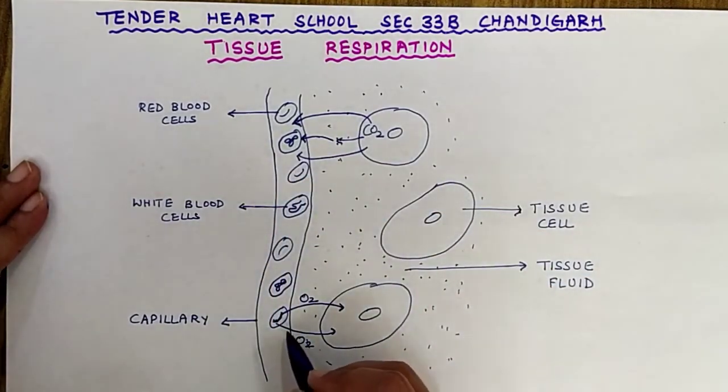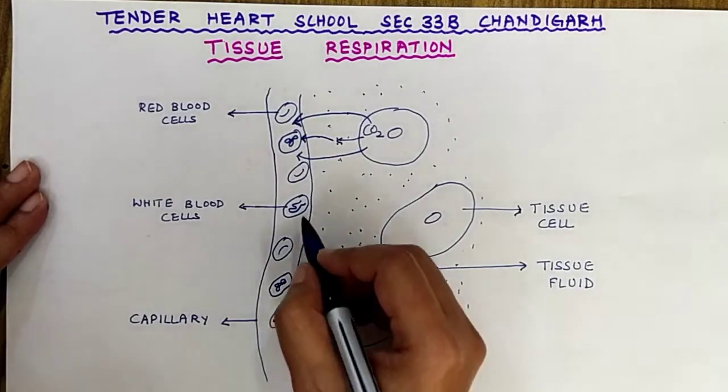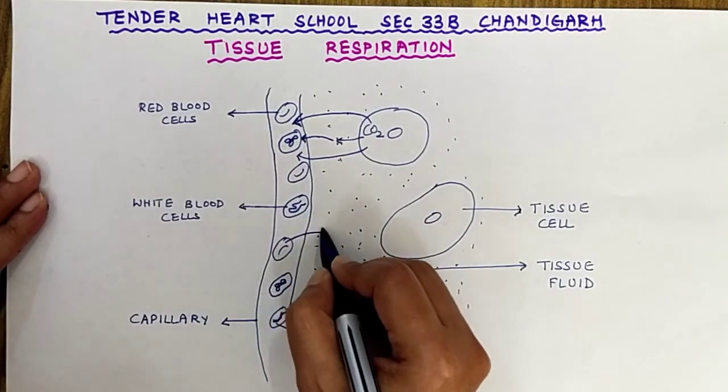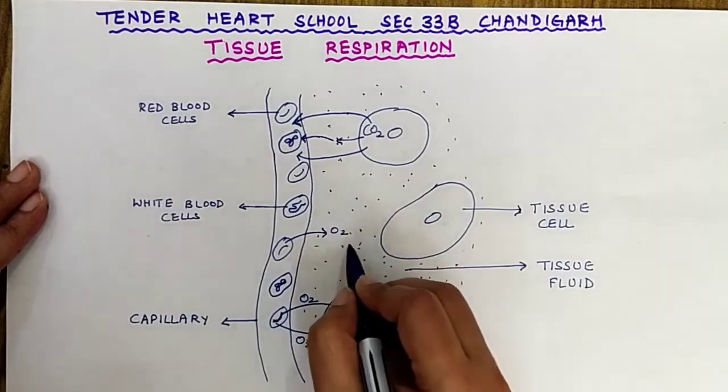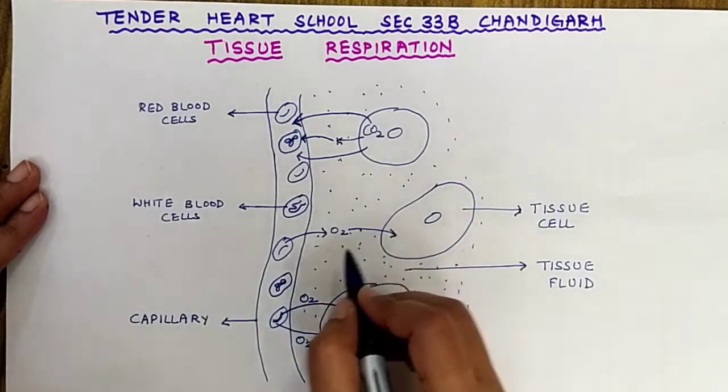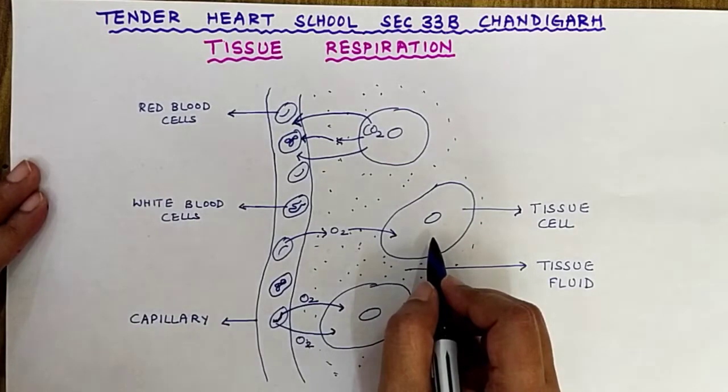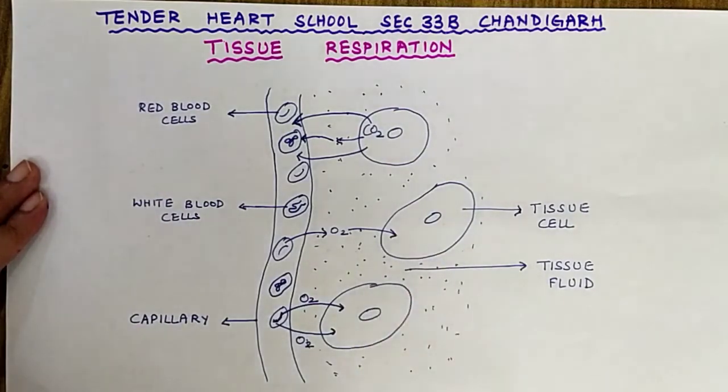Similarly, oxygen from the red blood cell, right? This is the red blood cell. It gives the oxygen. The oxygen first enters into the tissue fluid, and then from the tissue fluid it enters into the tissue cell, right?